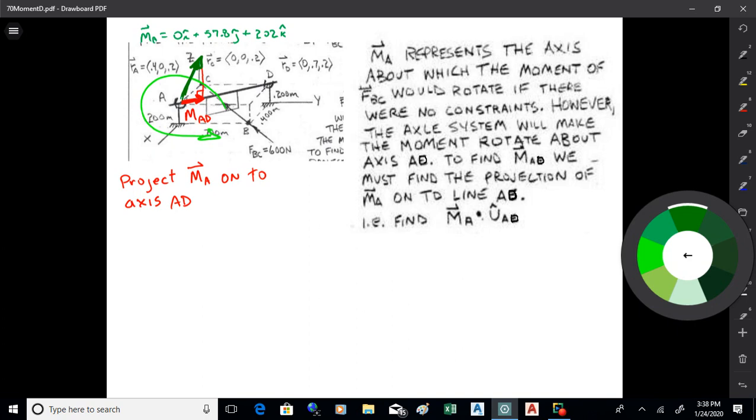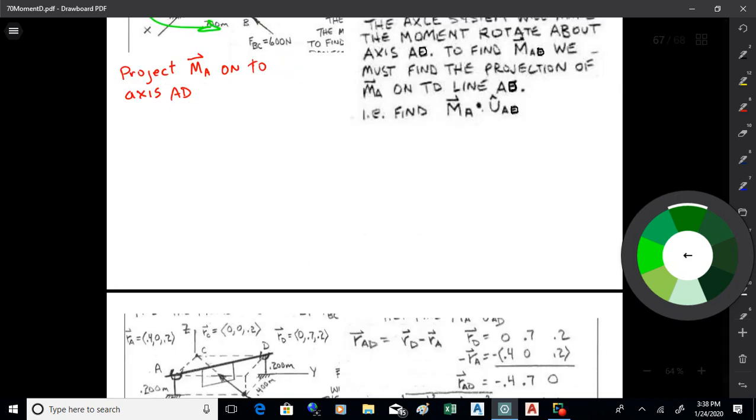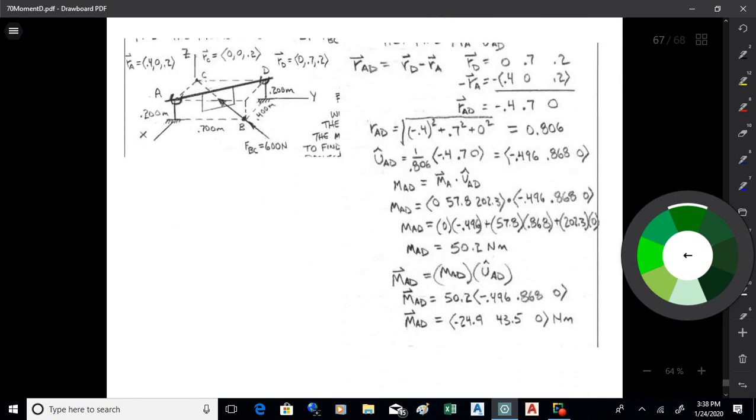So what we're going to do is just take that free moment vector, MA, and project it down onto the axis. We're going to force the thing to rotate, which goes from A to D. Okay. So what we want to do then is find a vector from A to D. So we'll go RD minus RA. We'll get that RAD, negative 0.70. That's how we get from A to D. We're doing a dot product, so we want a unit vector from A to D. So we find its length. We take the square root of the sum of the squares. We get 0.806. We divide that through, and we get the unit vector from A to D.